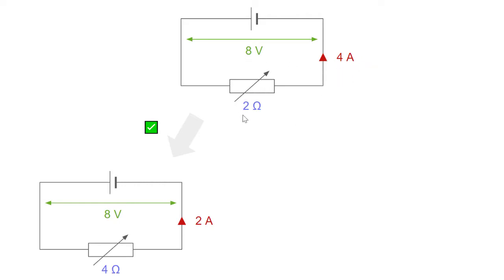Now, what happens if I take this 2 ohms and I increase the resistance to 4 ohms? Well, we know that the PD across the power supply stays constant, that the battery is a constant voltage provider. So this battery provides 8 volts, so that gives us the ratio of 8 divided by 2 is 4, so the current must drop to 2 amps.